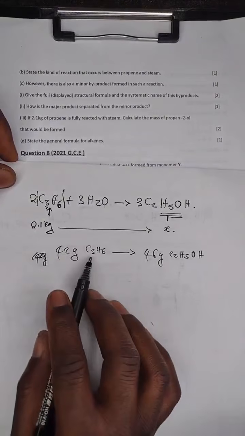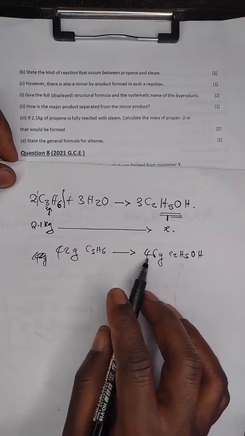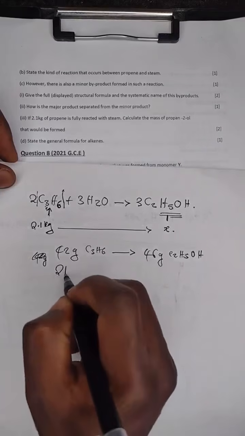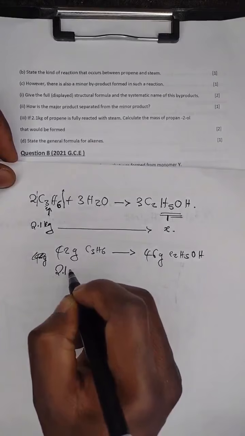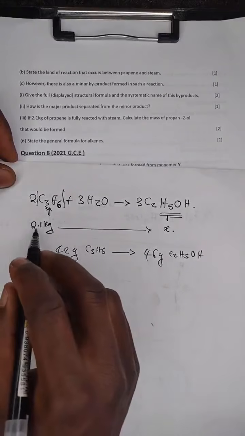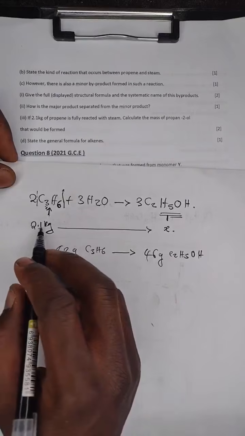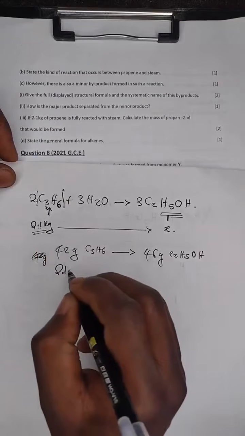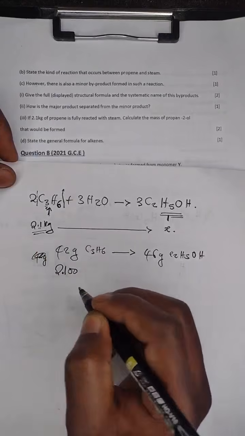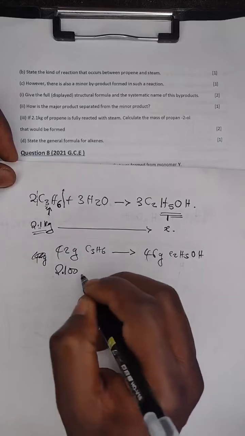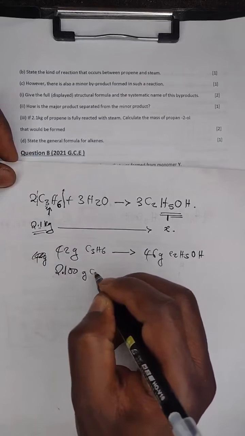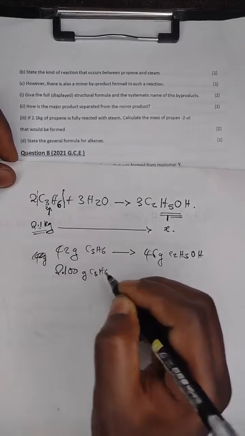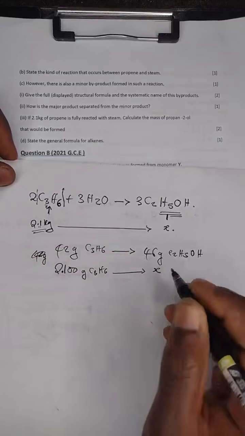So 42 gram of ethene produces 42 gram of ethanol. What about 2.1 kg? 2.1 kg in gram, we convert it into gram, it will be 2100 gram of propane is going to give us X.